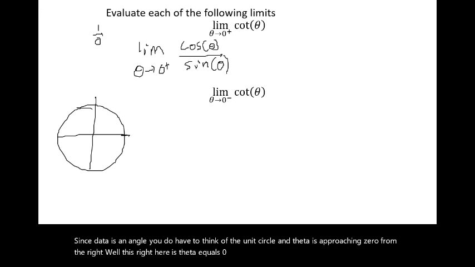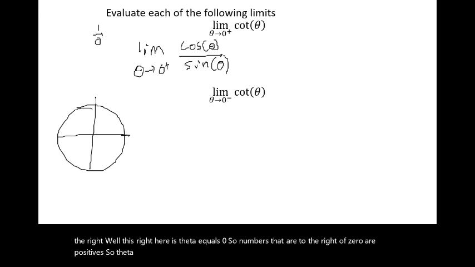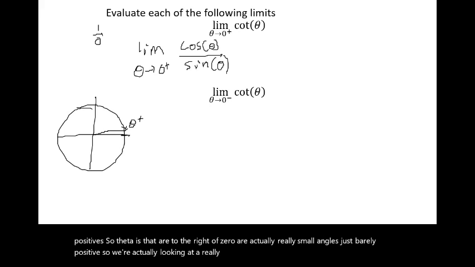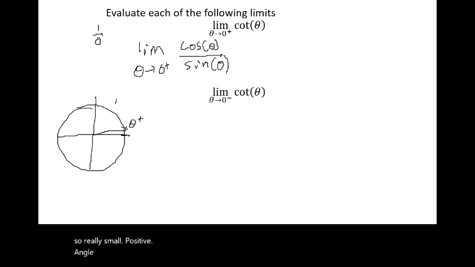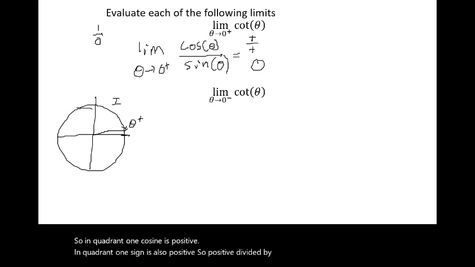So numbers that are to the right of 0 are positives. So thetas that are to the right of 0 are actually really, really small angles, just barely positive. So we're actually looking at a really, really, really small angle close to 0, but that is also positive. So a really small positive angle close to 0 is here in quadrant 1. So in quadrant 1, cosine is positive. In quadrant 1, sine is also positive. So positive divided by a positive equals positive infinity.